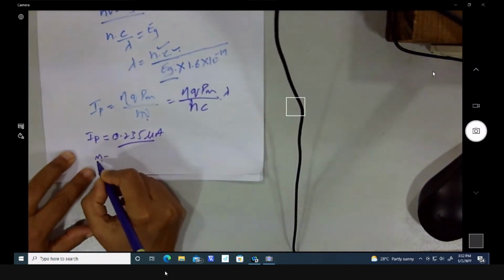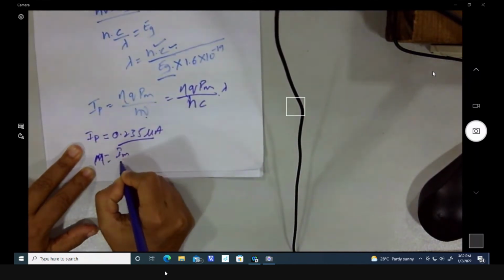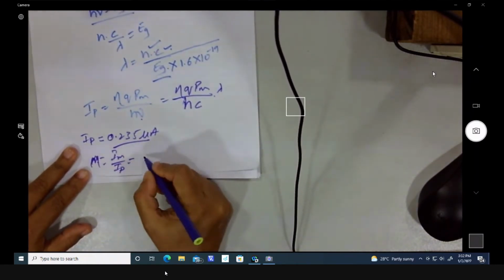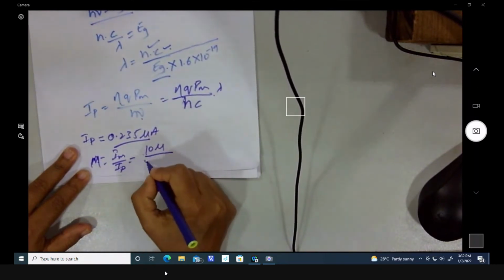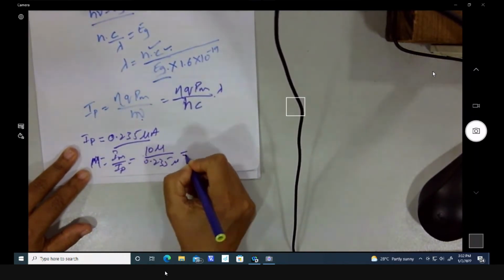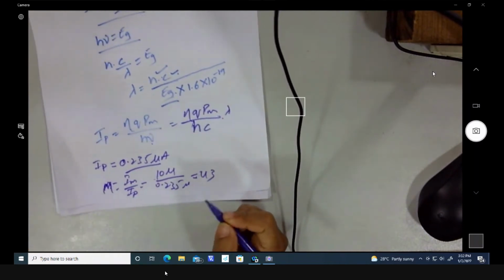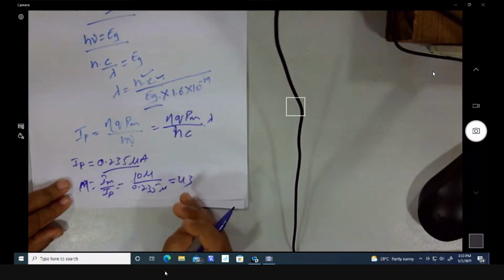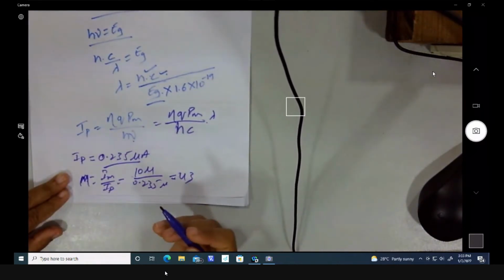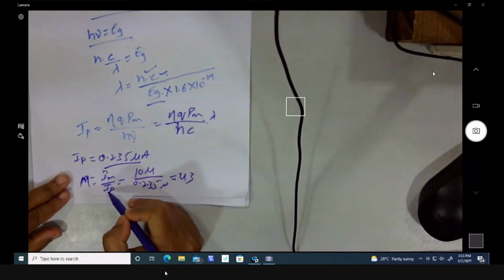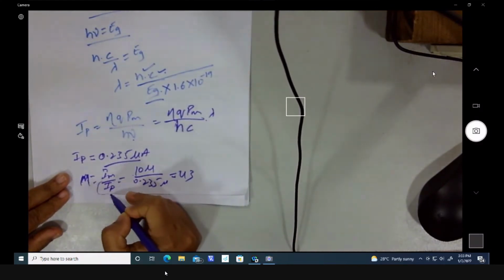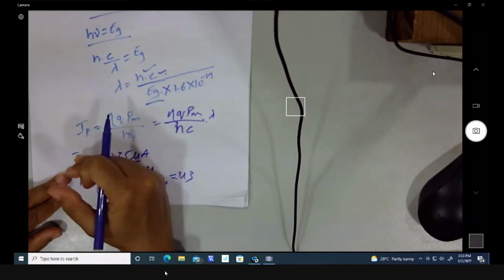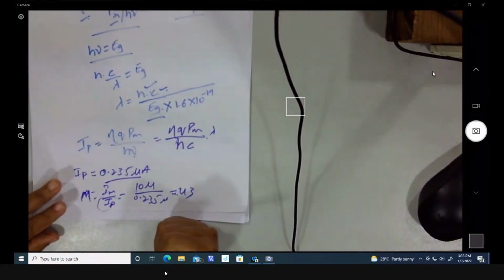Once we know the IP, then we can calculate the M value. M is equal to IM by IP. IM we know, that is given in the problem, 10 micro divided by 0.235 micro. So finally that gives 43. That means if you use avalanche photodiode, then it gives 43 times the normal pin photodiode current. IP we get from the normal pin diode; if you multiply it by 43, that will be the IM value we are going to get for the avalanche photodiode.